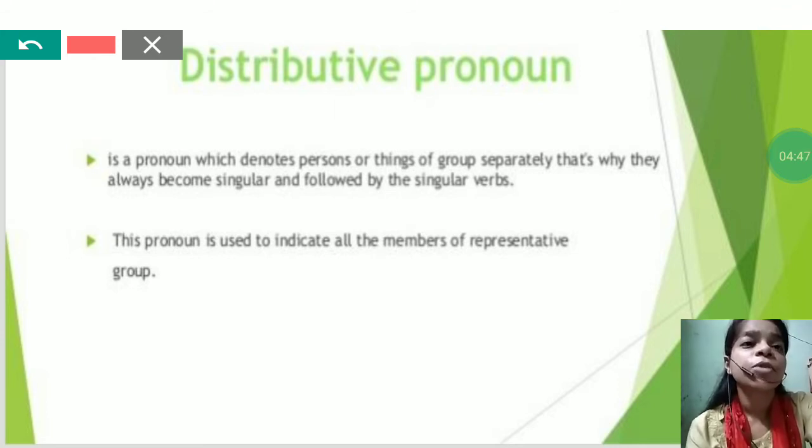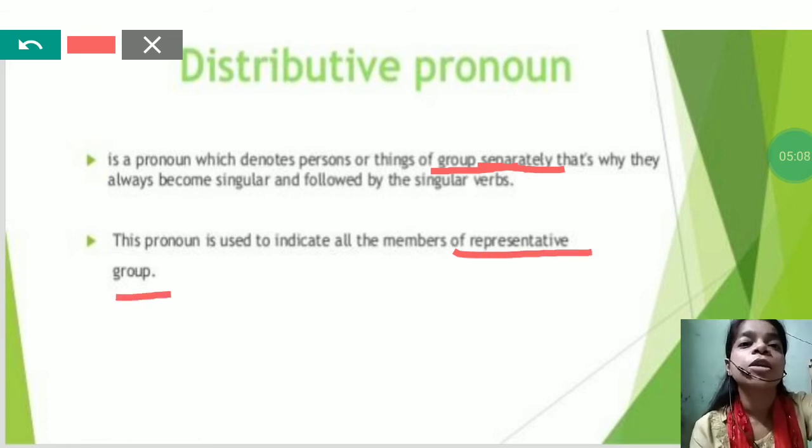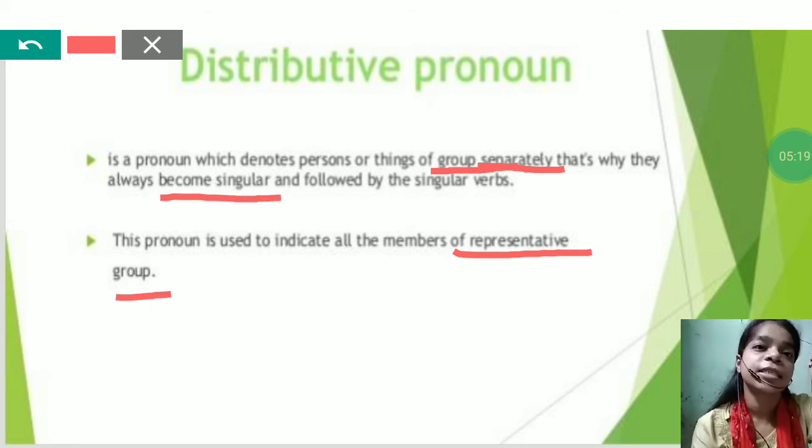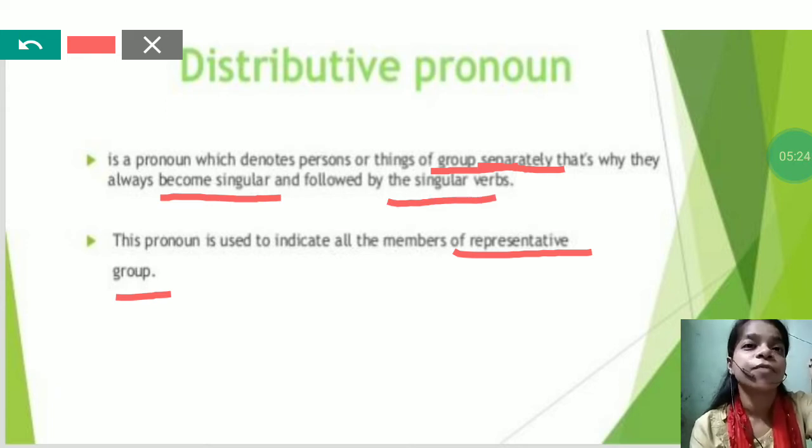It is a pronoun which does the work of distribution, the work of separation of one or two from the group. As it separates from the group, it represents the whole group, meaning there will be discussion about the whole group, and it is always singular, and as it is singular, it is obvious that it will carry a singular verb.